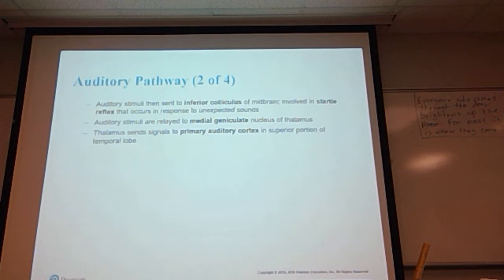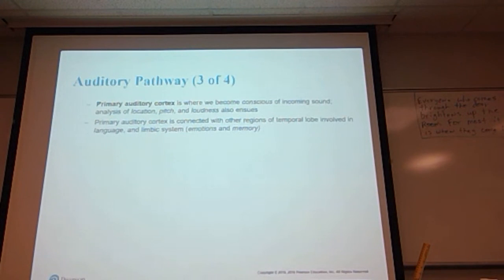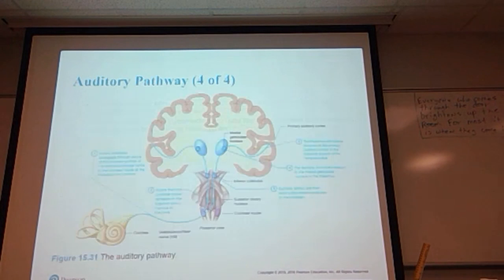The auditory stimuli are relayed to the medial geniculate nucleus of the thalamus. The thalamus then sends the signal to the auditory cortex in the superior portion of the temporal lobe. At the primary auditory cortex, that's where we become conscious of the incoming sound. We analyze it for location, pitch, and loudness. The primary auditory cortex is connected with other regions of the temporal lobe, which are involved in language and the limbic system. And remember, the limbic system is our emotion and memory area.